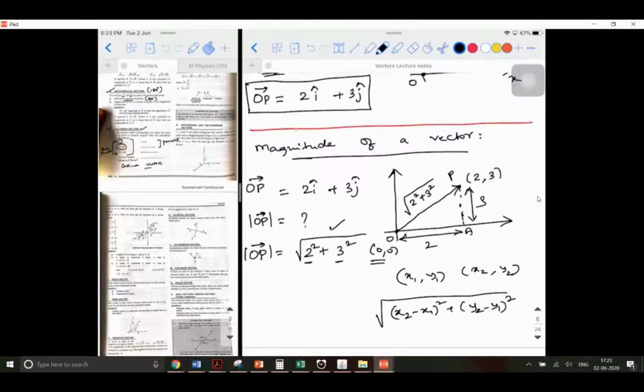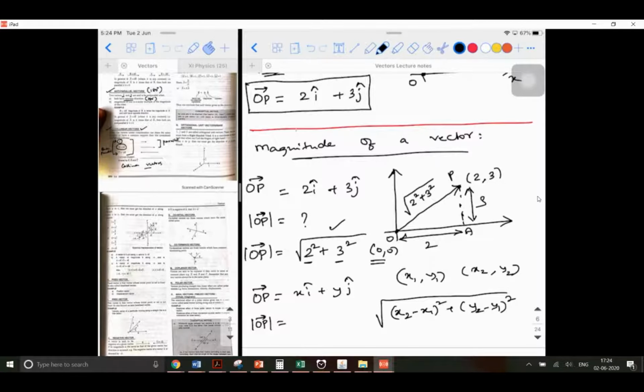I want to make it a generalized formula. Suppose I have a vector OP vector equal to x i cap plus y j cap, where x and y can be anything. It can be in any quadrant. I'm not concerned about what quadrant it is, but I want to define only the magnitude of it. Then what is the formula that I can give?